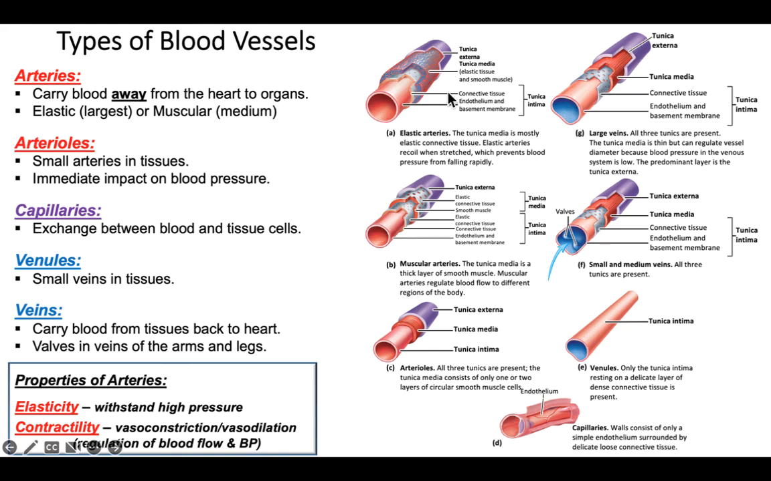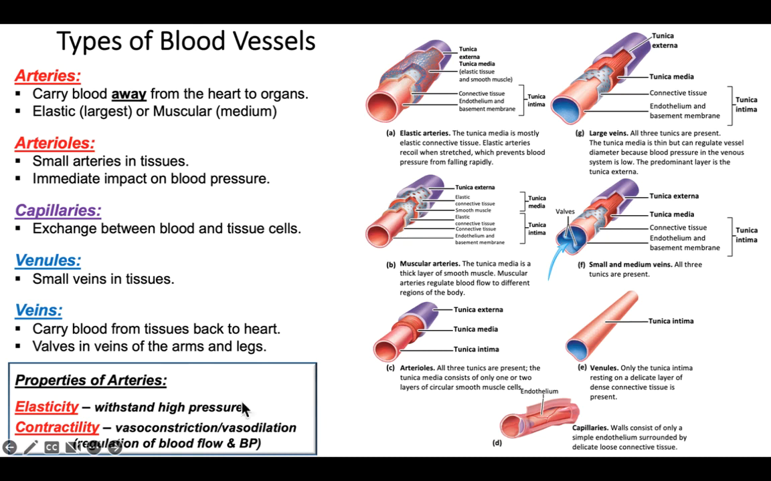So there's a lot of information on these drawings, but what I want you to focus on is the difference in the muscle and the elastic connective tissue in the different blood vessels. And again, that's largely based on whether you have high pressure, like arteries, or low pressure, like veins, and whether you have to distribute more or less blood to a body part.